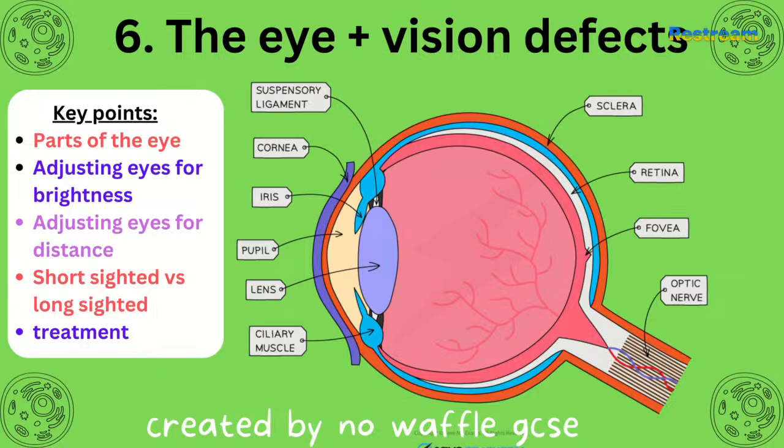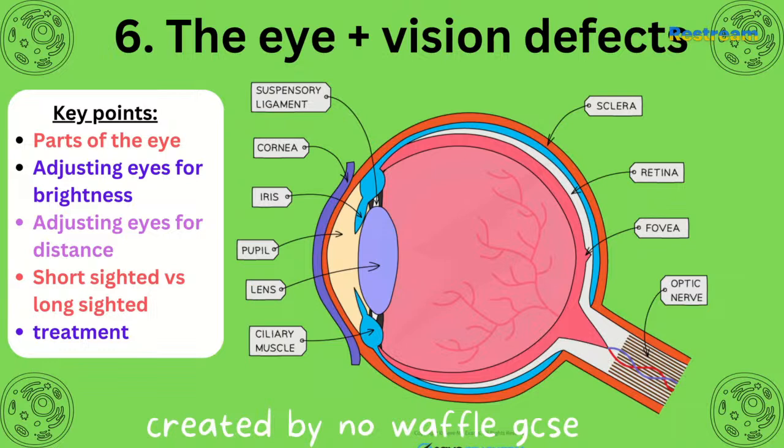Then what happens is you have these two muscles. You have the circular muscles and the radial muscles, and these are found in the iris. So when there's too much light, the circular muscles contract and the radial muscles relax, and this causes the pupil to become smaller, reducing the amount of light. Sometimes in the exam, it's called constricting when the pupil gets smaller.